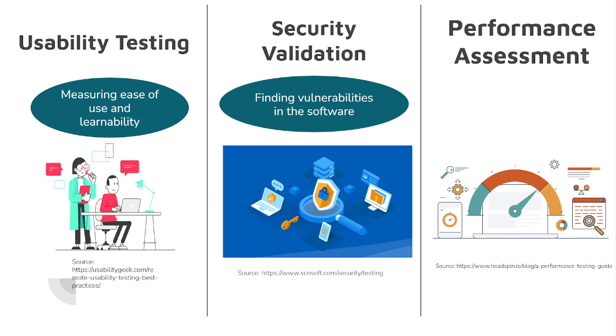Security validation is critical for identifying and addressing vulnerabilities in the software. It aims to protect the system from unauthorized access or data breaches, and also prevents hackers from exploiting any parts of the software. This builds user trust and ensures that sensitive information is handled securely.